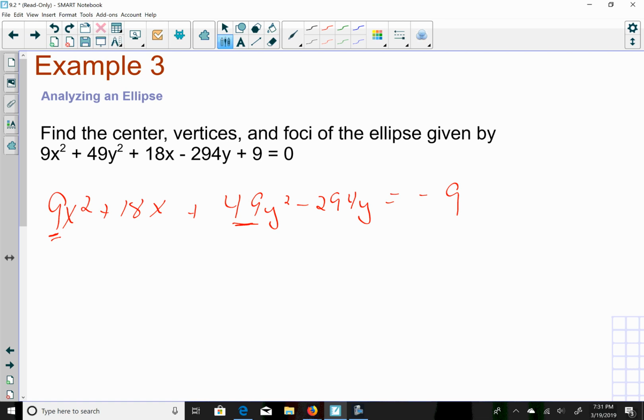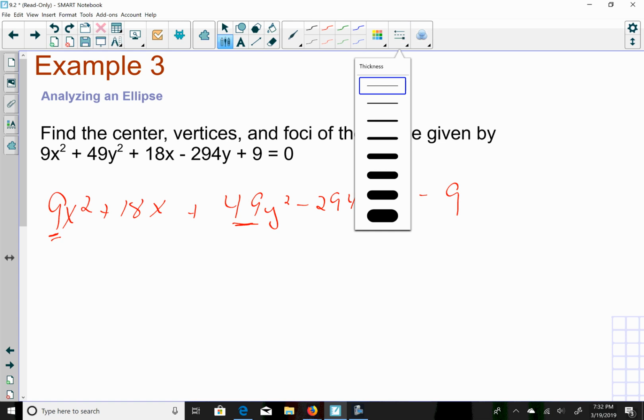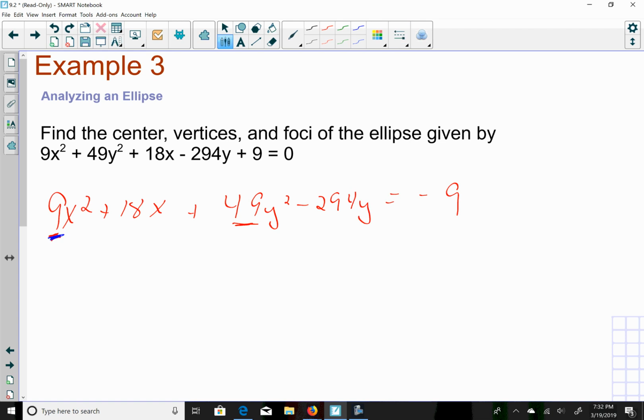But because they are not the same, I'm going to have to complete the square with both the 9 and the 49. I'm going to have to factor them out. So let me show you exactly how I would do that as slowly as I possibly can. So here I have a 9x squared. I'm going to factor out that 9, but I'm only going to factor it out from the x terms. So I'm going to write 9. Factoring that out, I'm going to have x squared plus 2x, because 18 divided by 9 is 2.